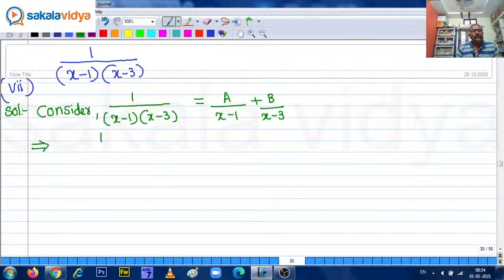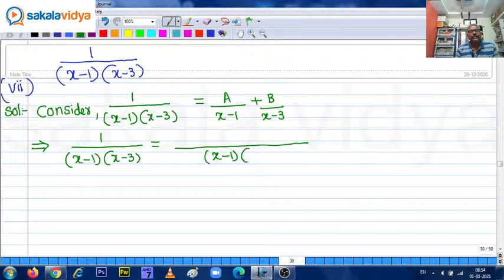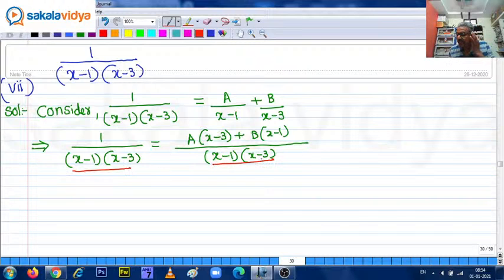So this we can write: 1 upon x minus 1 times x minus 3 equals x minus 1 times x minus 3 divided by x minus 1, x minus 1 cancel, a times x minus 3, plus x minus 3 cancel, we have b times x minus 1. So on comparing both sides, x minus 1 times x minus 3 both are cancelled.